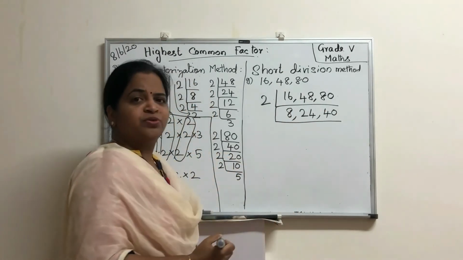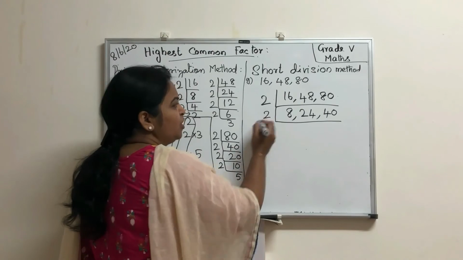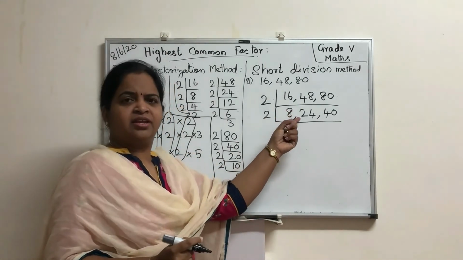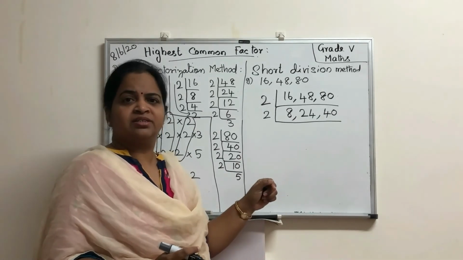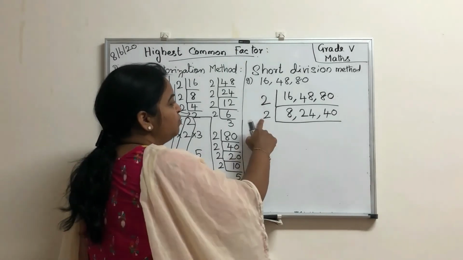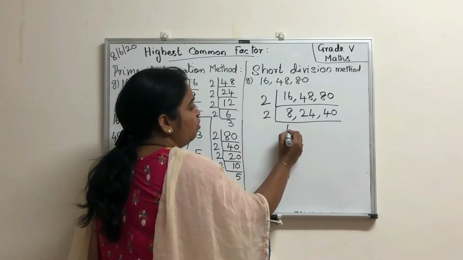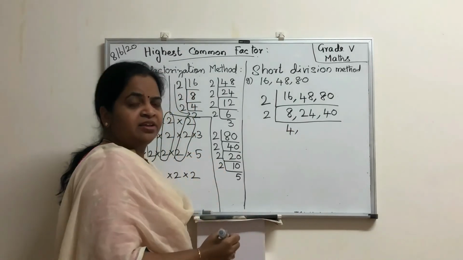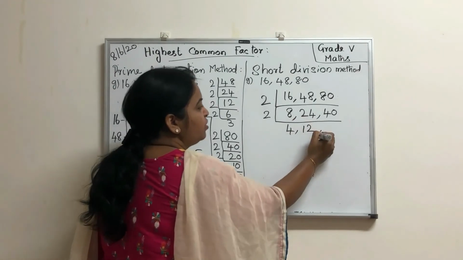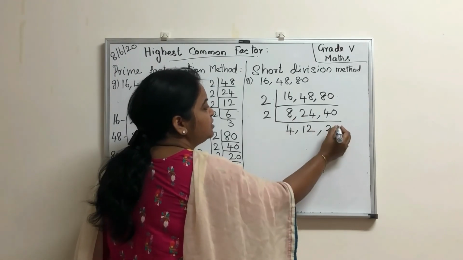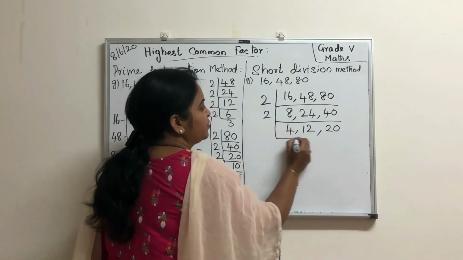Again you are going to do with 2. You cannot do with 3, right? 3, 5, 7 are prime. Here also we are doing with prime numbers. So do with prime number 2. 4 2s are 8. Here 12 twos are 24. Here 40 divided by 2 is 20.